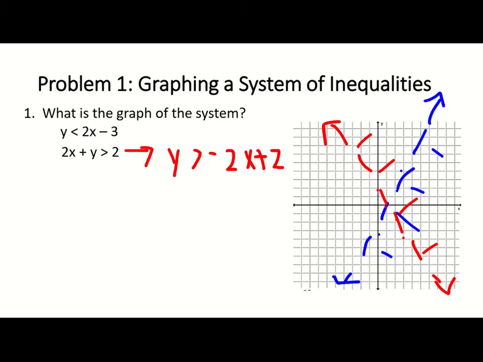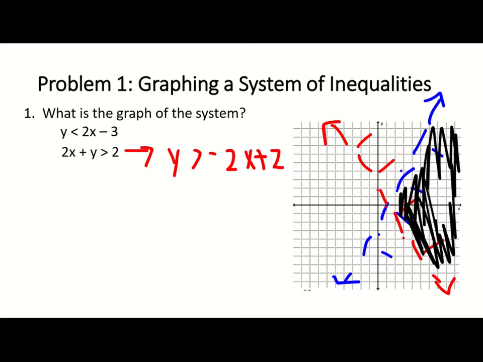So if I look where my red and blue shadings intersect, this would be the consistent area between my two inequalities. So this is what I would use as my solution, this area where the blue and the red intersect. These are the points that would work in both of these inequalities.